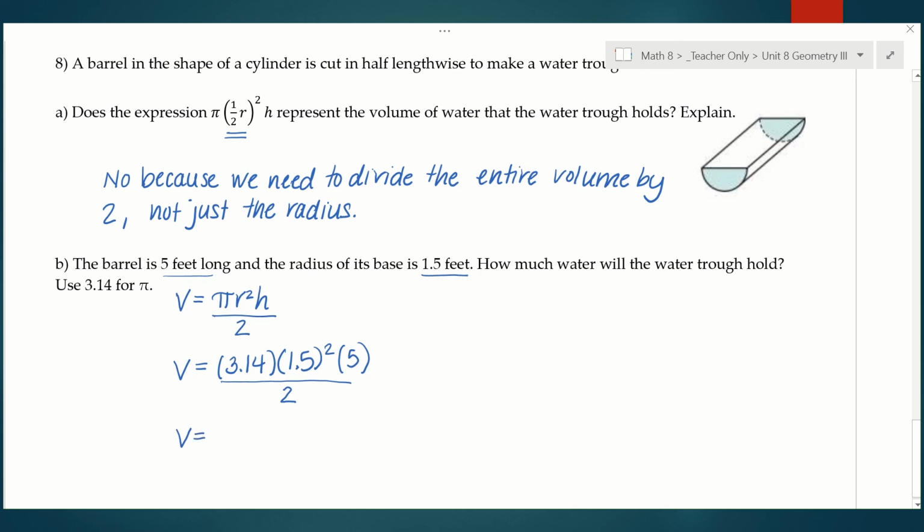All right, so in your calculator, we're going to do 3.14 times 1.5 squared times 5. I'm going to hit enter, and then I'm going to hit divide by 2. And we are not rounding, so we need to write the entire number out, which isn't too horribly long. And so 17.6625 feet cubed is the volume of the trough.